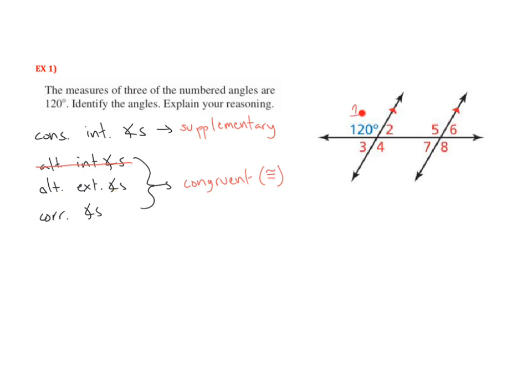And so if we take a look, angle 1 is on the top side of the transversal. Angle 8 is on the bottom. So these two angles are congruent. So I know then that the measure of angle 8 is 120 degrees, and this is because of alternate exterior angles, because they're congruent.